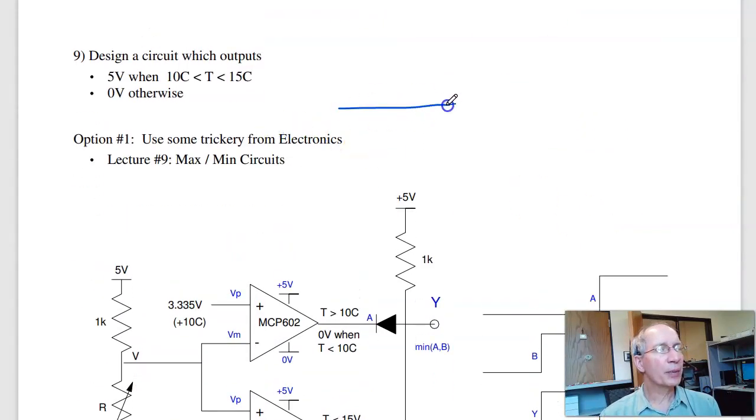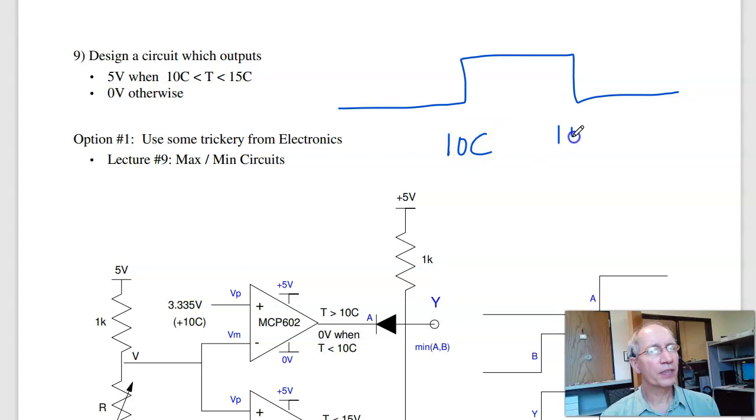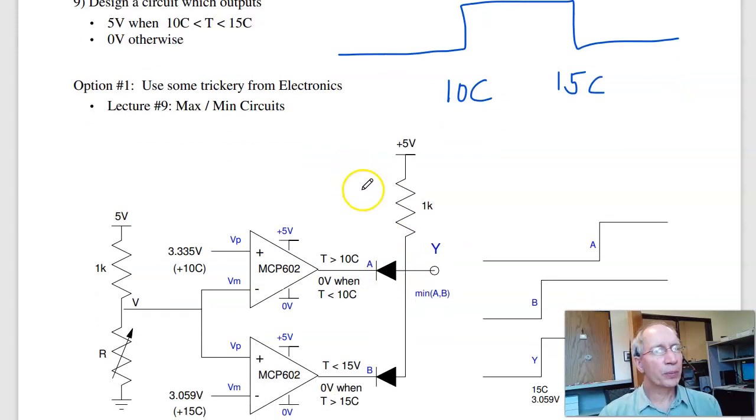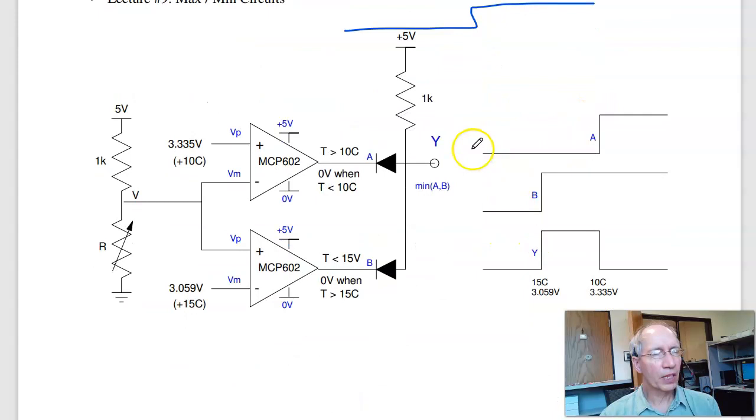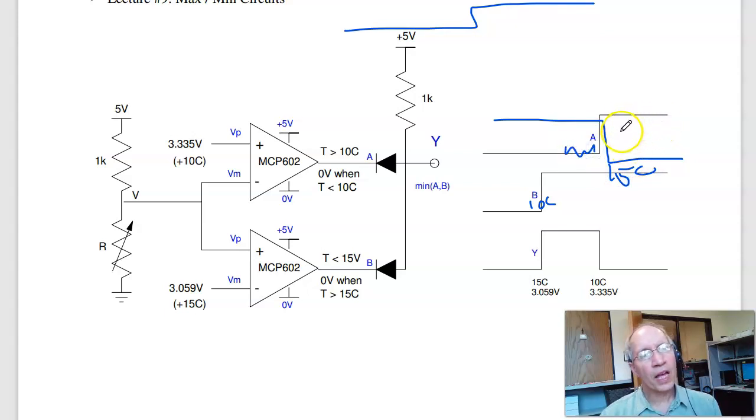The last problem is come up with a circuit that does this. Turn on when I'm between 10 Celsius and 15 Celsius. Now, if you've had electronics, you can do some trickery. What I'm going to do is have a circuit that does this. That's this guy. It's low for temperatures less than 10C. This circuit is low for voltages above 15C. And if either one is low, the output is low.